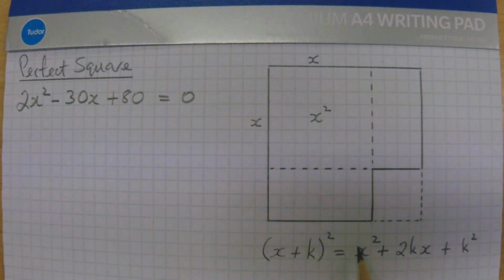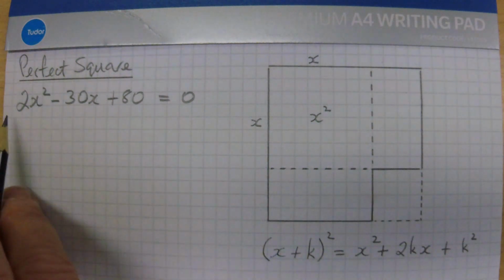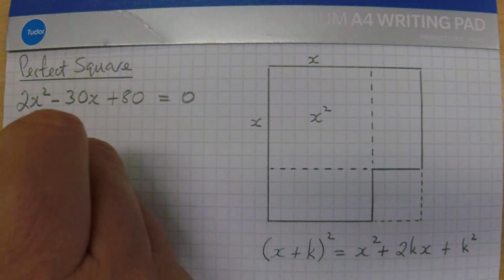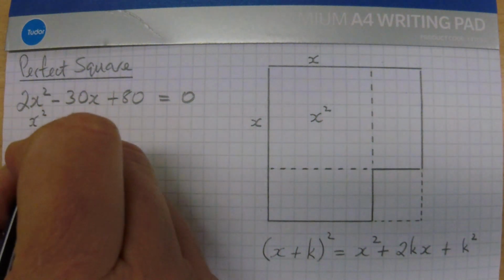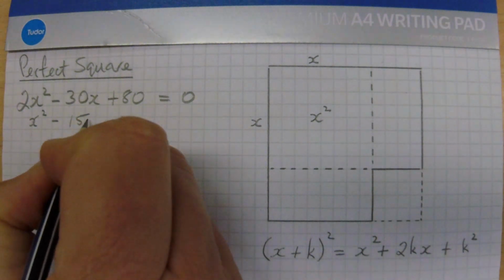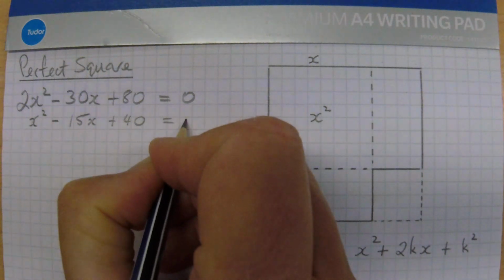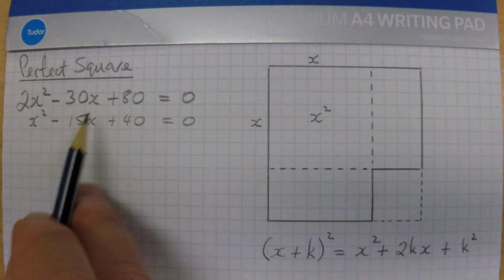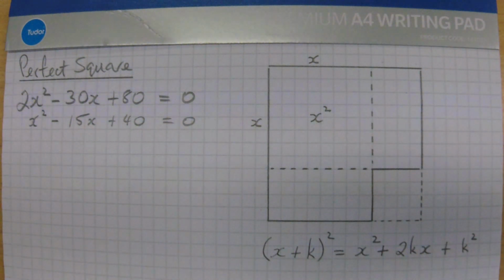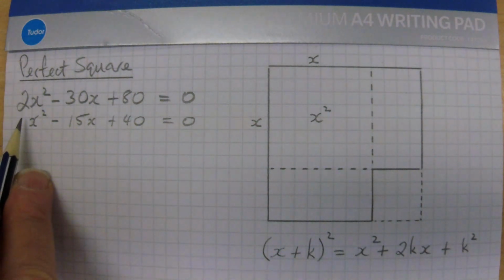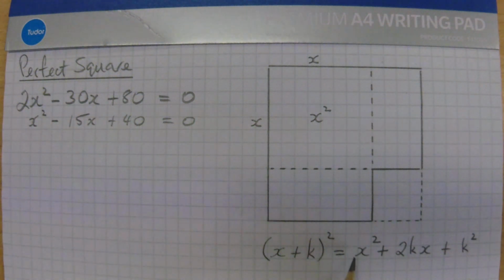The first thing I note is that the coefficient in the rule of the x squared term is 1, but I don't have that, I have 2. So I'll divide everything by 2. So divide by 2, divide by 2, divide by 2, 0, divide by 2. Now the x squared term has a coefficient 1, just like the rule.